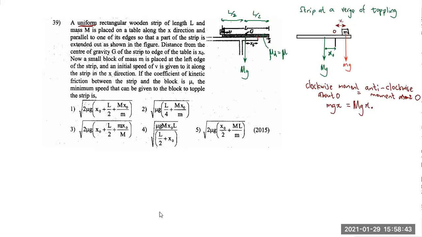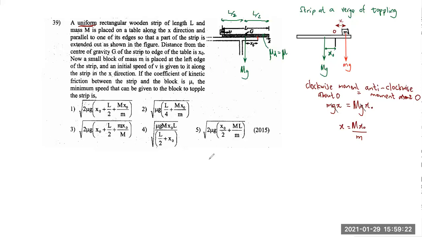Right. So you can cancel the g's. x is an unknown. Therefore, you will get x equals capital M x naught divided by small m. Now I think you might be able to see this in the answers, right? See, in this first one it's there, in the second one it's there. Now I just found that x, that is the distance from the pivot to the object when the strip is at the verge of toppling.